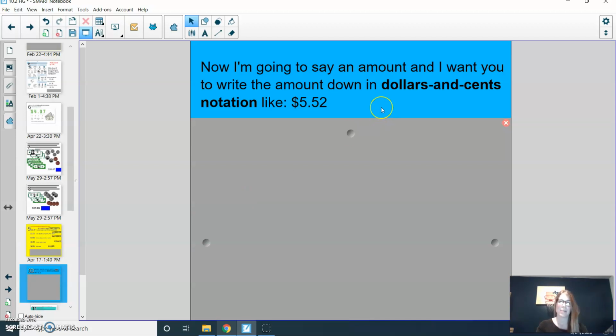Now I'm going to say an amount, and I want you to write the amount down in your notebook. And let's keep it in dollar and cents notation. For an example, if I said $5.52, I would want you to make sure you had the dollar symbol, the 5, the decimal point, the 5, and the 2. So here's our first one.